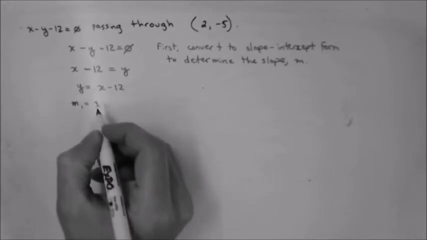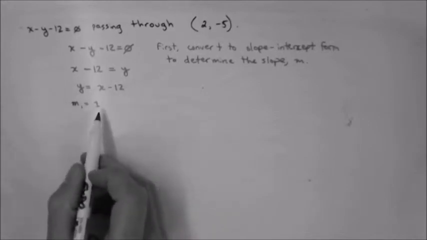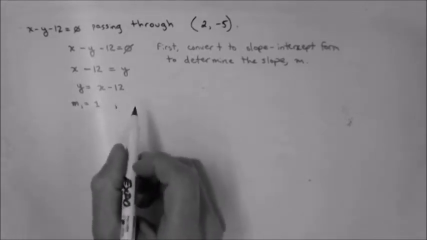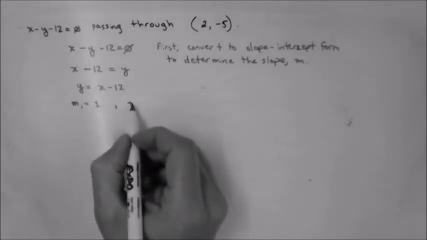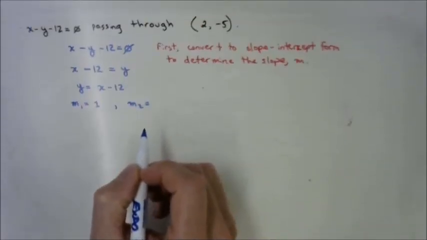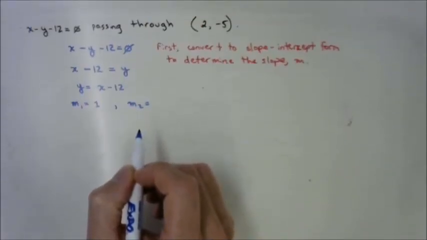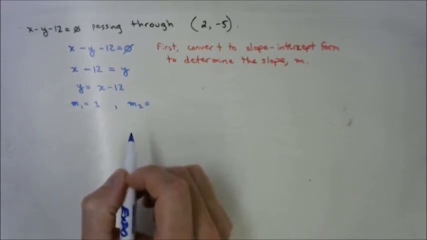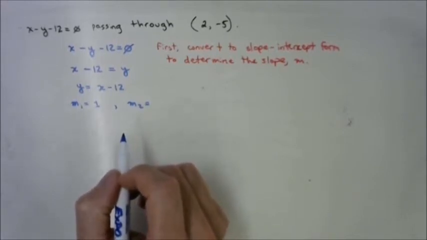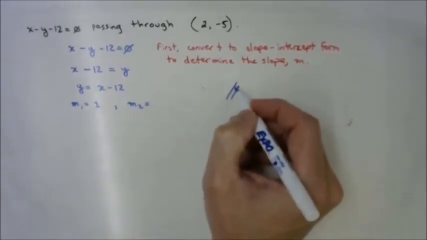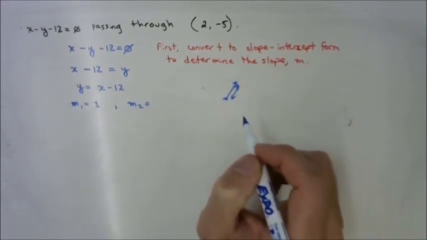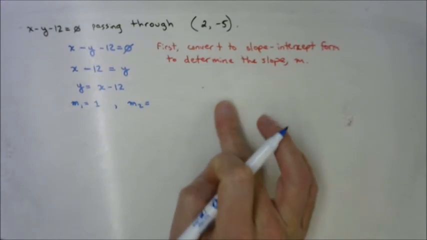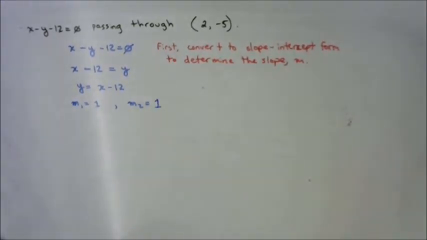m1 equals 1. So the slope of my first line equals 1. Remember, I'm looking for a line that is parallel. So what's the slope of my next line going to be? One, just one. Same slope, folks, since you already have the slope for a parallel line. It's not perpendicular.